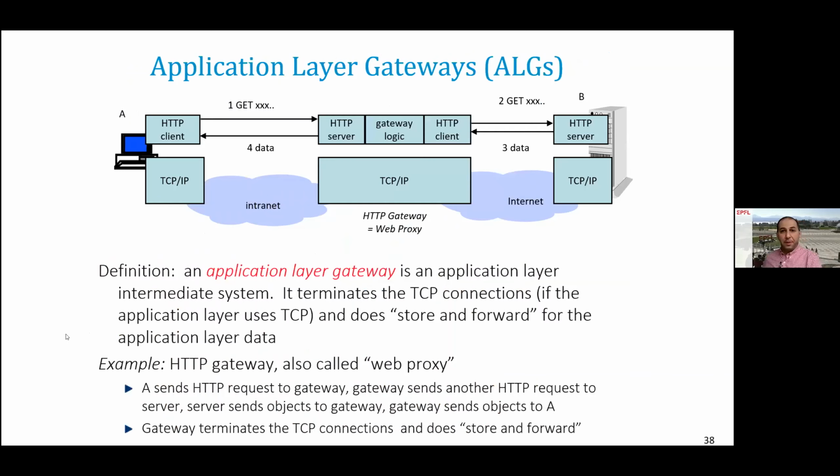Application layer gateway, it is another way to violate the end-to-end principle, again for good reasons. Here I am showing an example of a web proxy. So at your browser, you want to reach some web server. In the middle, at EPFL, we deploy a web proxy. This web proxy will intercept your request. It will process it, maybe deny it, maybe just authorize it, and then it will forward it to the final destination, to the web server.